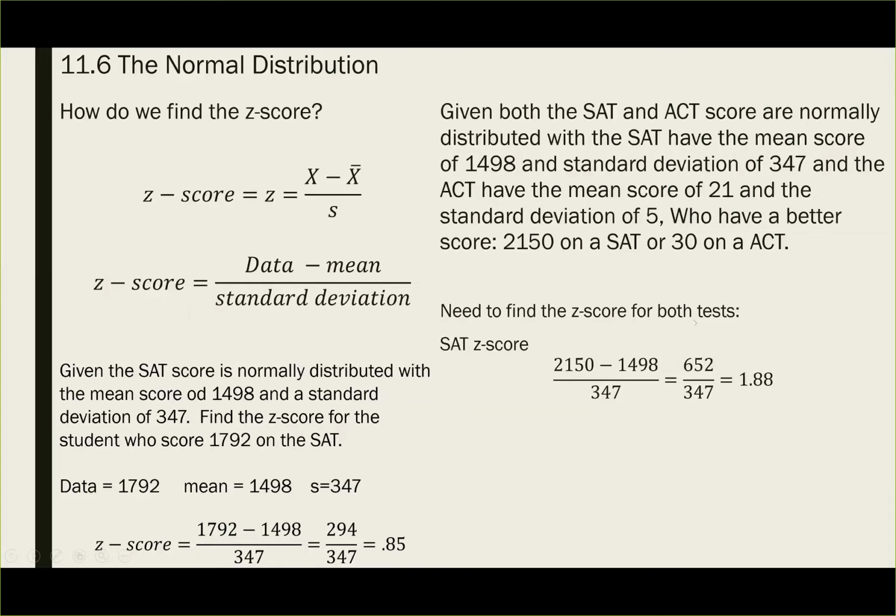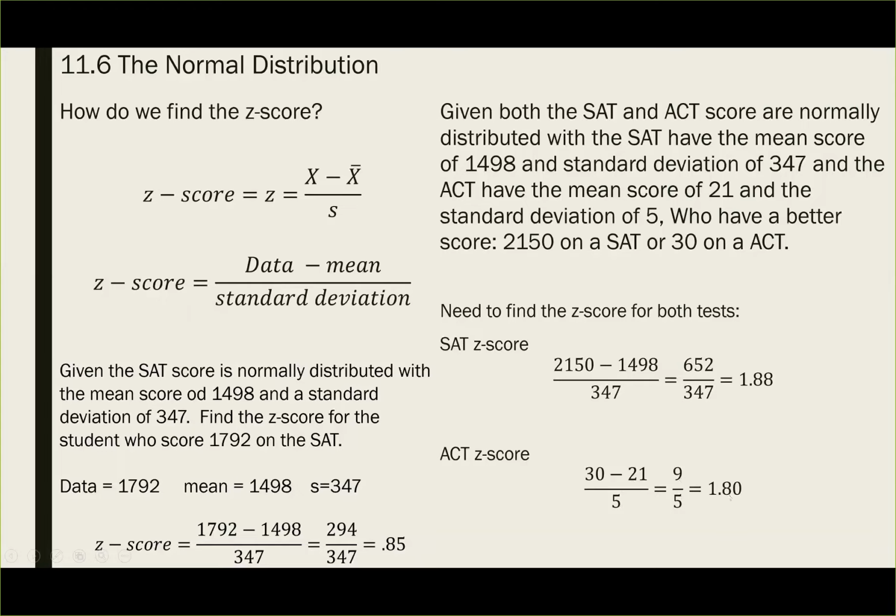And then we need to find the ACT Z-score. And the ACT Z-score, which is, again, as you can see, we take the 30 minus the 21 divided by 5, which is the standard deviation, which is 30 minus 21 will give you 9. 9 divided by 5 to give you 1.8, right?